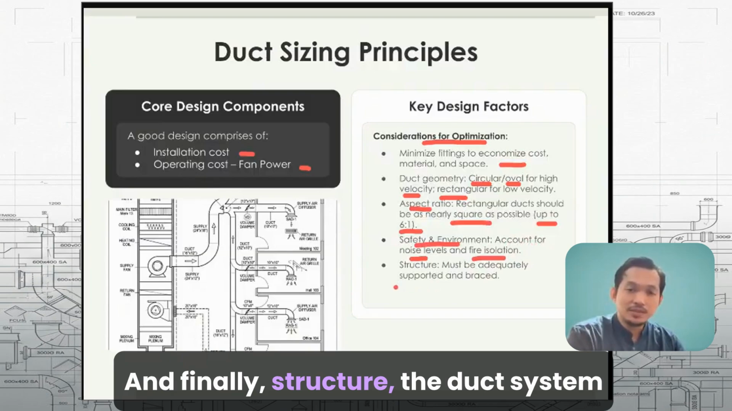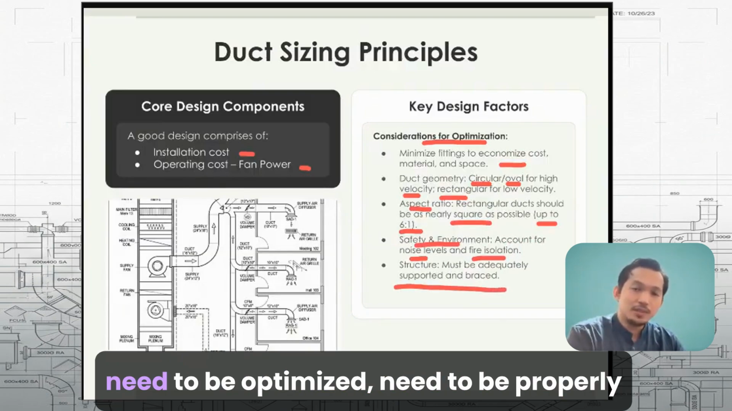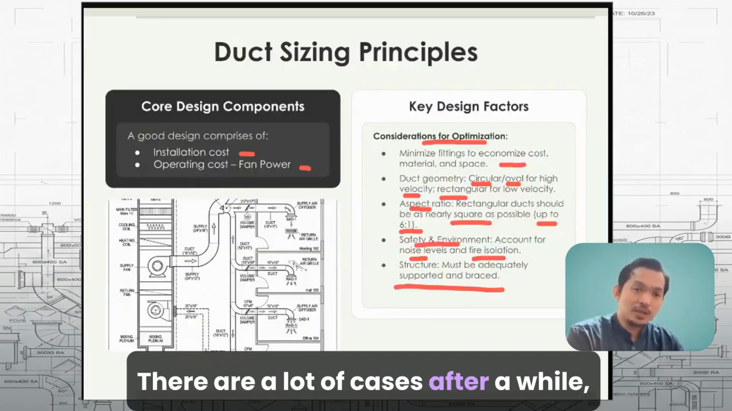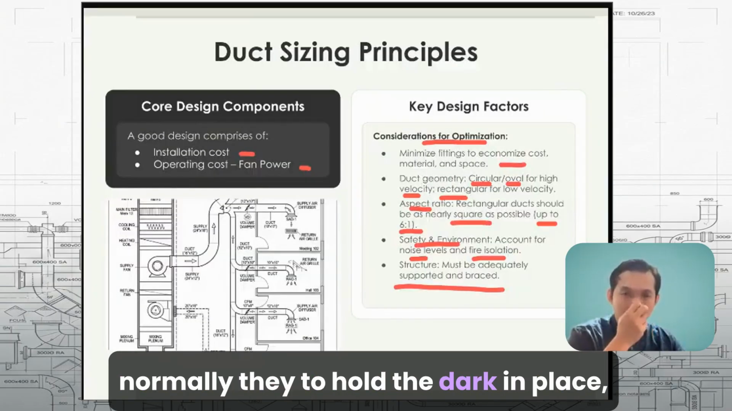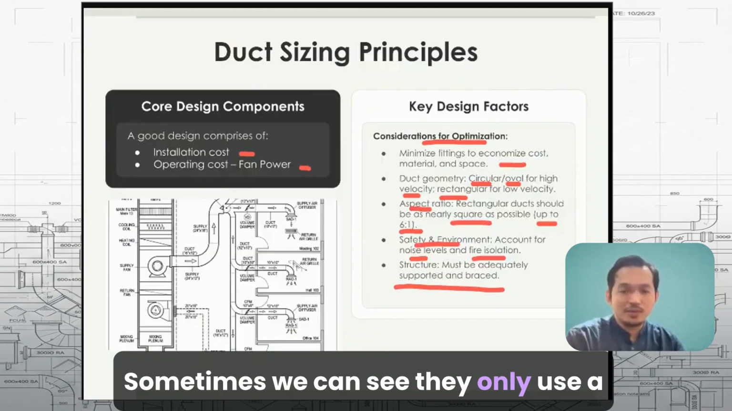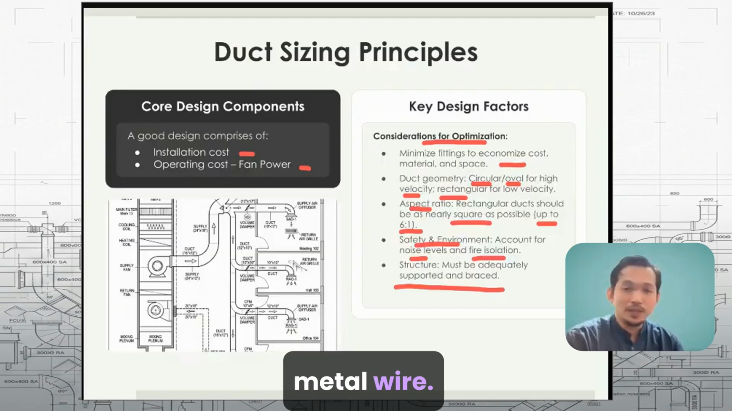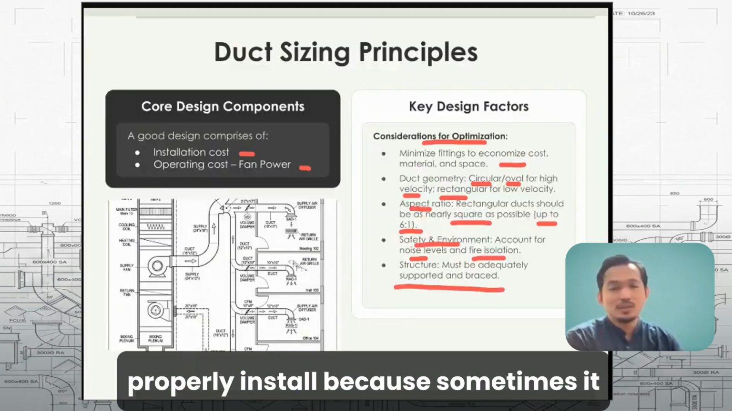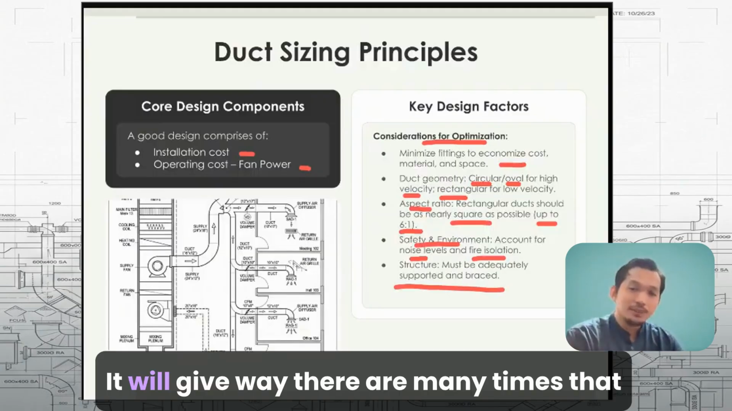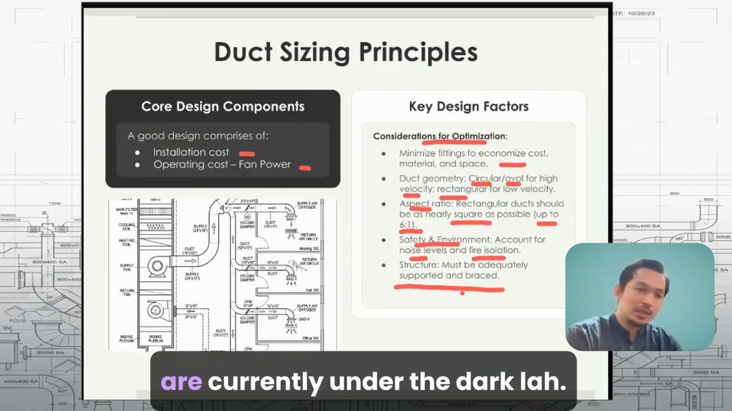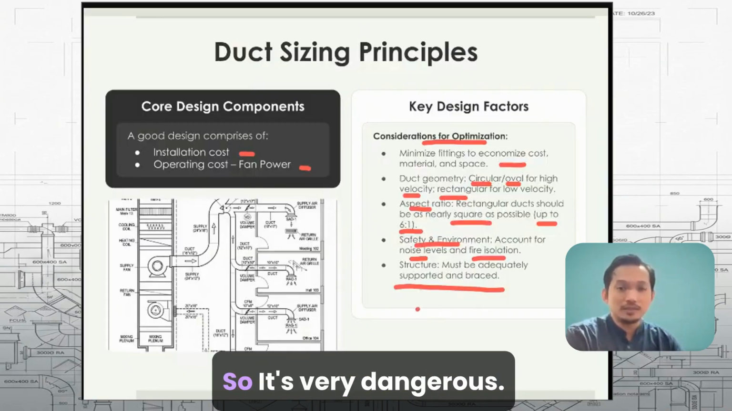And finally, structure. The duct system needs to be optimized, and needs to be properly braced. There are a lot of cases of failure after a while. Normally, to hold the duct in place, they use a metal rod. Sometimes we can see they only use metal wire. So this is needed to be properly installed, because sometimes it will give way. There are many times that it gives way and affects people that are currently under the duct. So it's very dangerous.